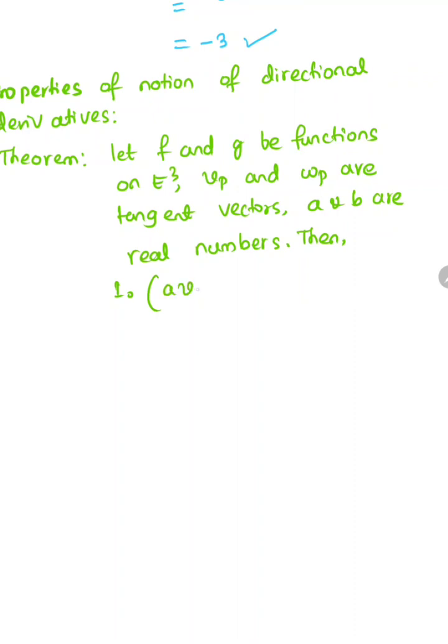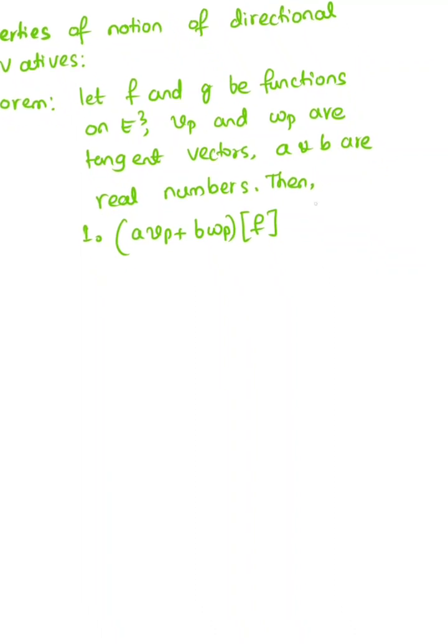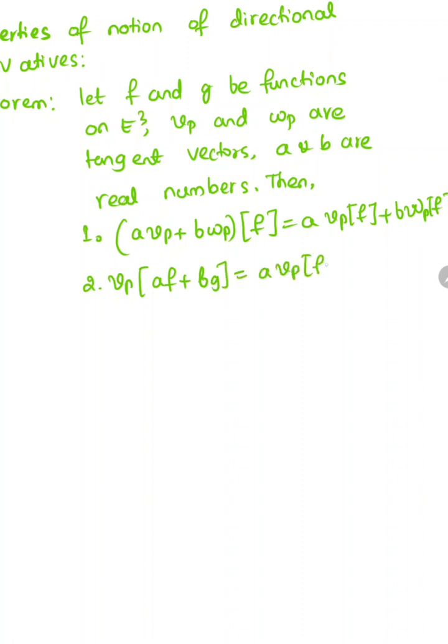A into tangent vector Vp and B into tangent vector Wp, the linear combination of tangent vectors, and we are performing the directional derivative of f with respect to the linear combination of tangent vectors Vp and Wp. This is equal to A into Vp of f plus B into Wp of f. So next one, Vp of a linear combination of functions, this is equal to A into Vp of f plus B into Vp of g.